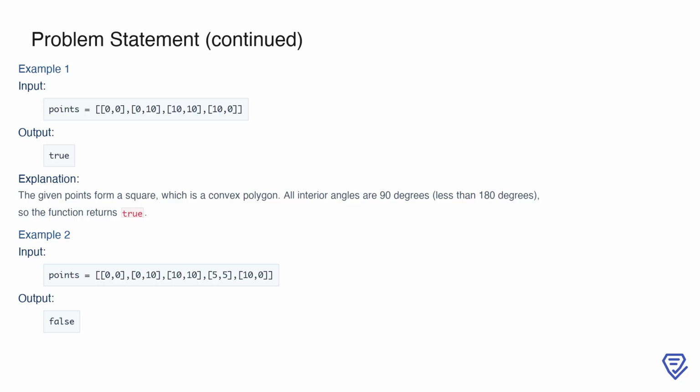Now, consider another example where the input points are 0, 0, 0, 10, 10, 10, 5, 5, 10, 0. In this case, the polygon is not convex. The inclusion of the point 5, 5 creates a self-intersecting shape, which means it no longer satisfies the convexity condition. As a result, the function returns false.